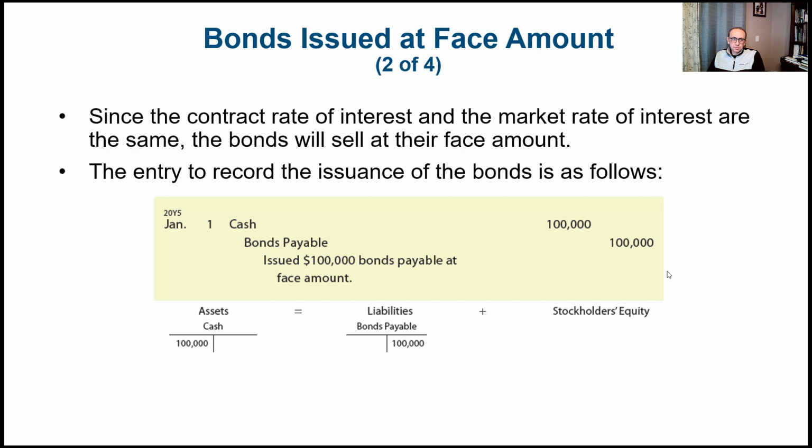The interest rate is not something to worry about right now, because when you issue the bond, you don't need to worry about the interest payments. That will come later on once we make the interest payments. But remember, bonds payable is a liability, and that's why it's on the credit side.